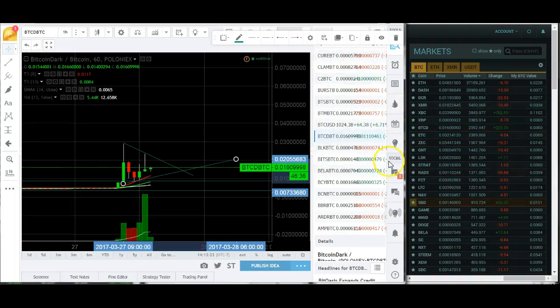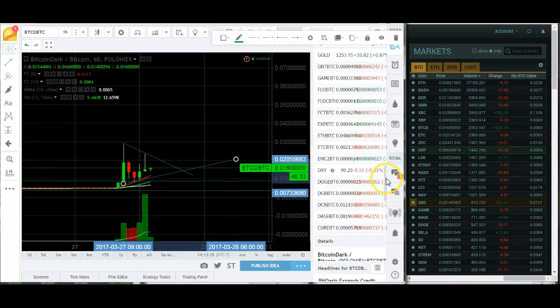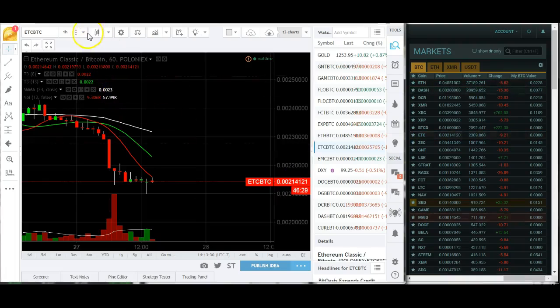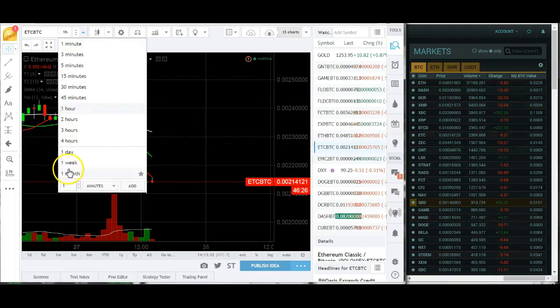ETC. These things are awesome. ETC. Looks like we're coming off of a bottom. Bottom is basing. Let's look at the weekly first.